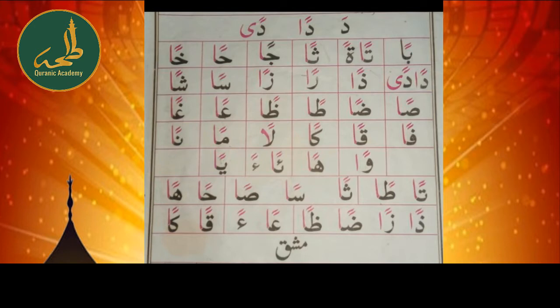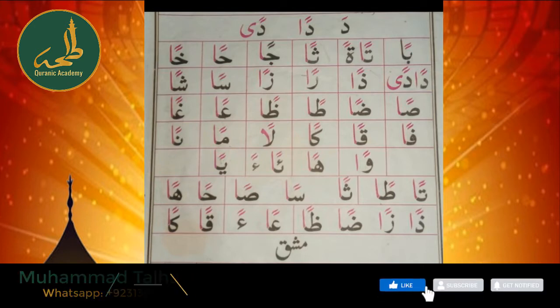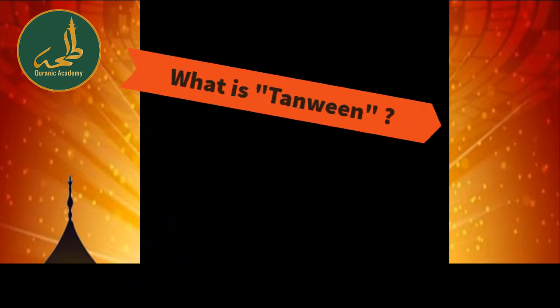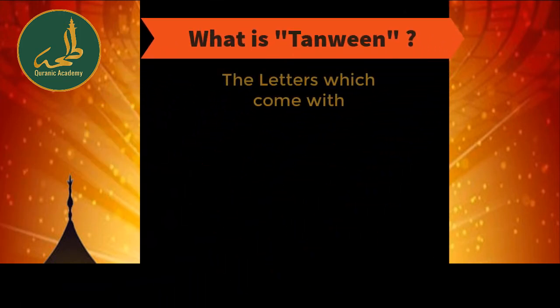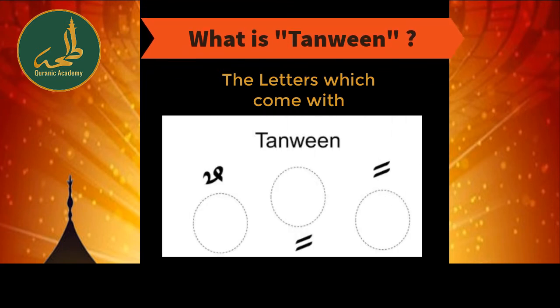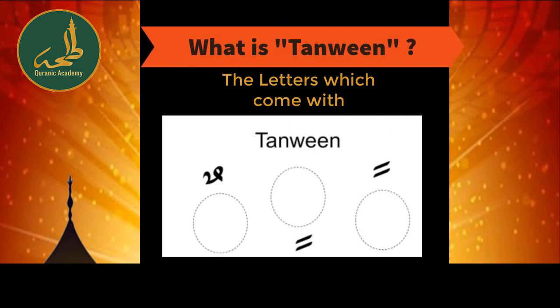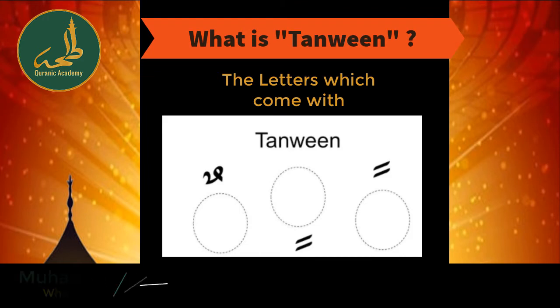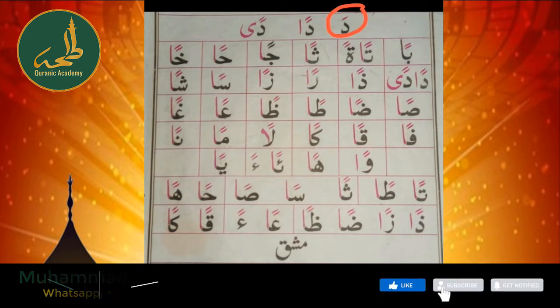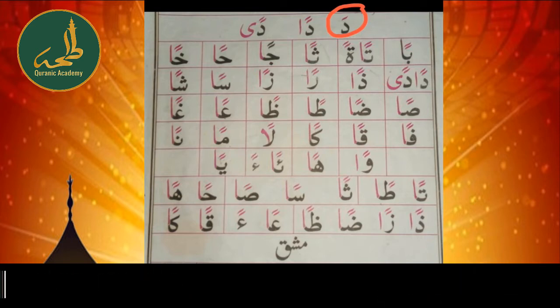Here we come with another lecture of our Noorani Qaida series, and today we will discuss the Tanween. So first of all, what is Tanween? The letter which comes with do zabar, do zir or do pesh is called Tanween. As we learned in the previous lectures, this is called zabar, the single bar above the letter.